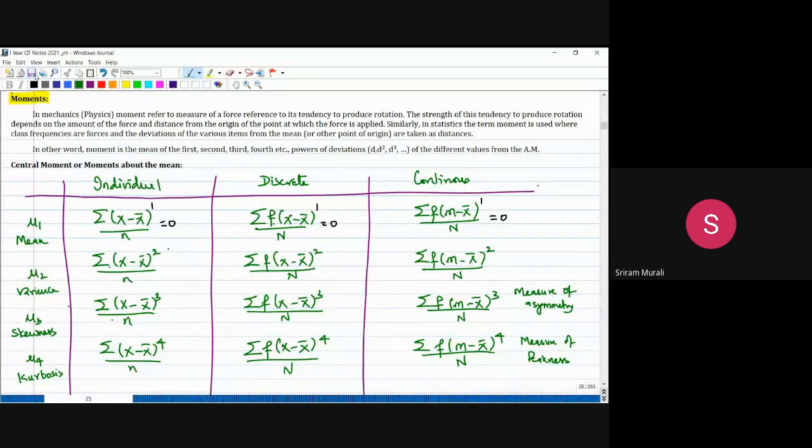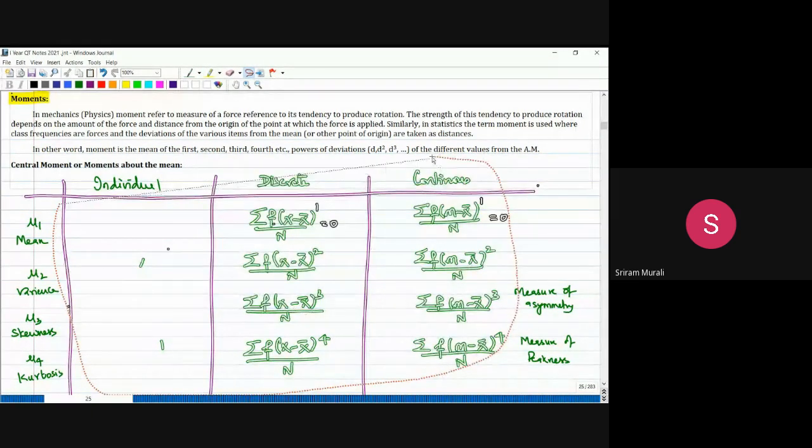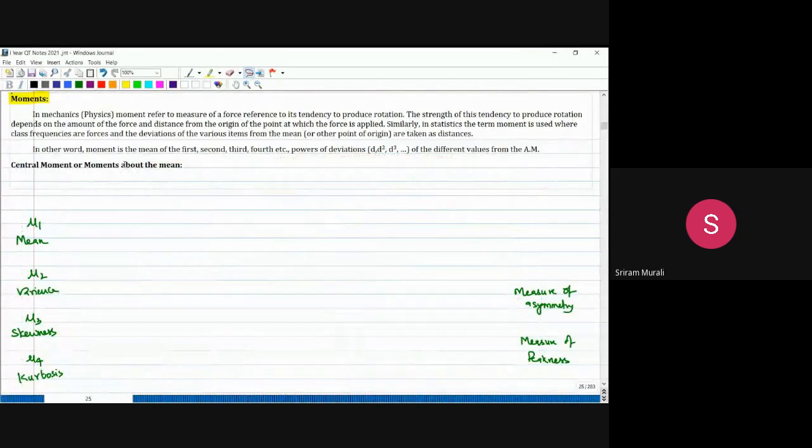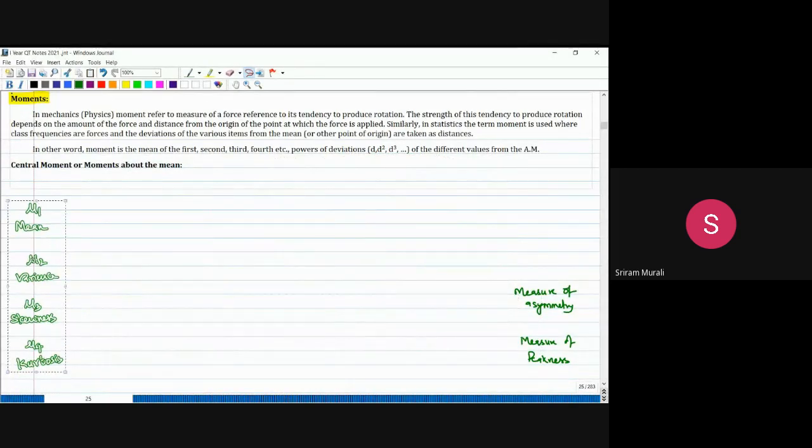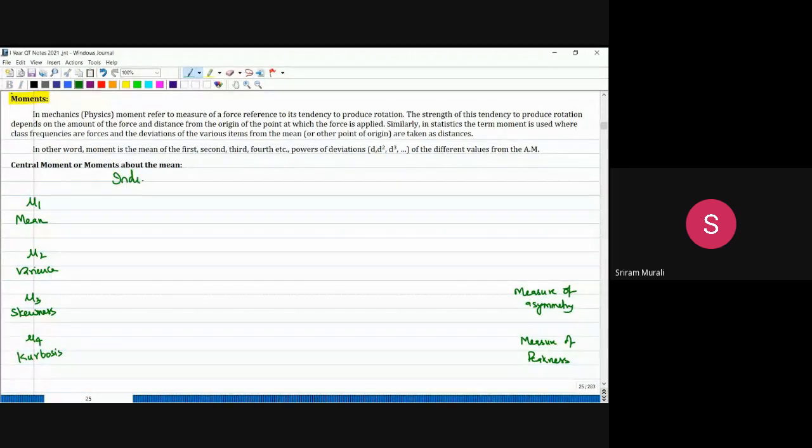Now the first formula. In the same way, we will have three formulas: individual, discrete, and then continuous, I mean grouped data.